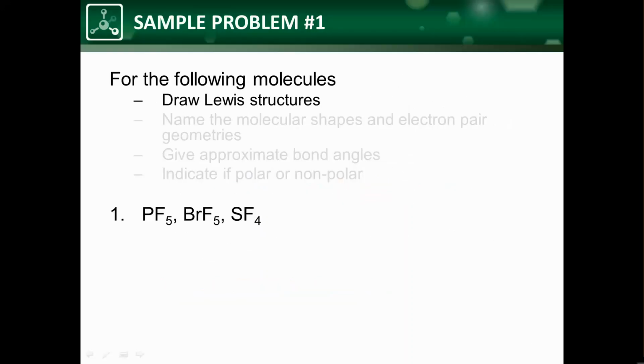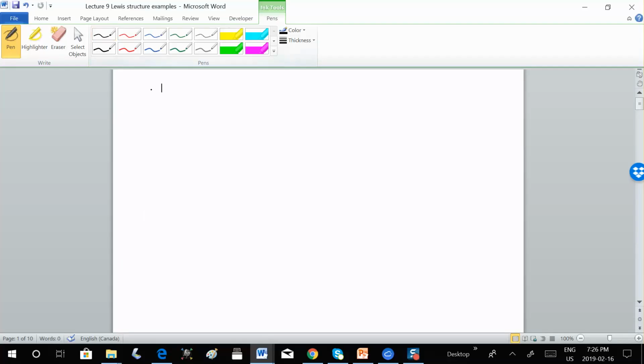Okay, so we're going to go through 9 different examples of drawing Lewis structure. This is the first set, this is the second set, and finally the third set. So let's get started. Okay, the first example was PF5.